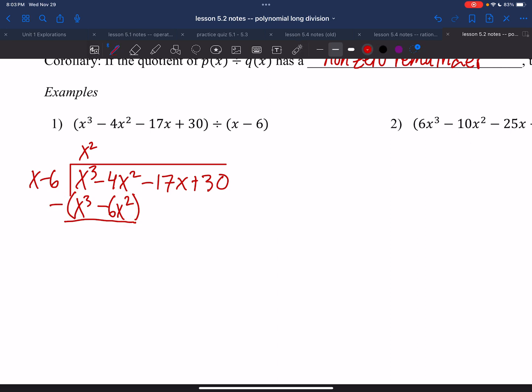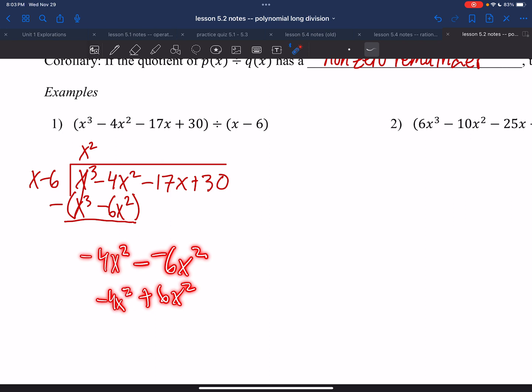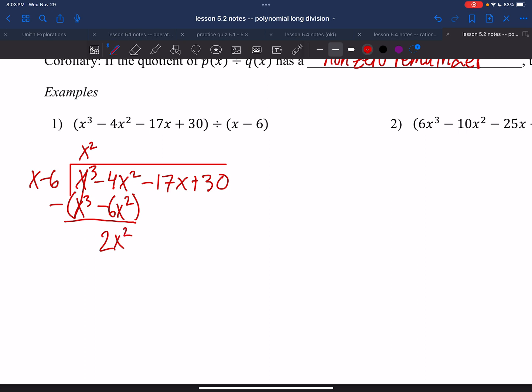So you do x cubed minus x cubed, gone, hooray. Next you'll do negative 4x squared minus negative 6x squared. But of course that's just plus 6x squared, so negative 4x squared plus 6x squared, you're going to get positive 2x squared. Then I'm going to drop the negative 17, the same way I drop my place values, and repeat. Look at x, and now look at the leading term. What would you multiply x by to get 2x squared? Hopefully you say 2x, right? x times 2x is 2x squared.